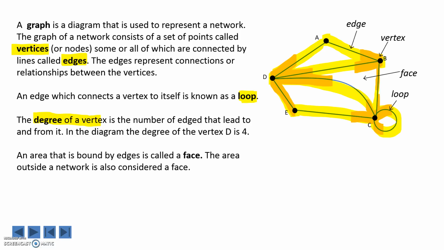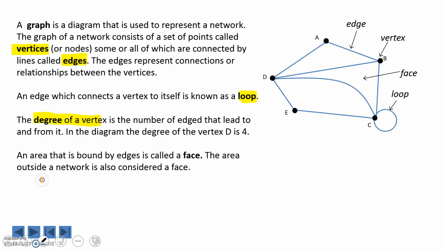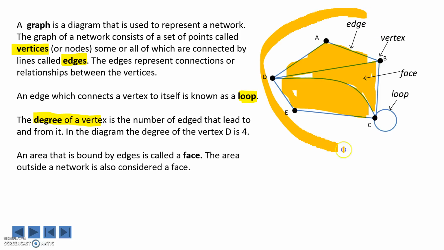An area that is bound by edges is called a face. The area outside a network is also considered a face. And let me rub all of this off. So this space in here, that's one face. In here, it's a second face. In here is a third face, and then all this outside area is a fourth face, and then within that loop is a fifth face. So that would be 5.